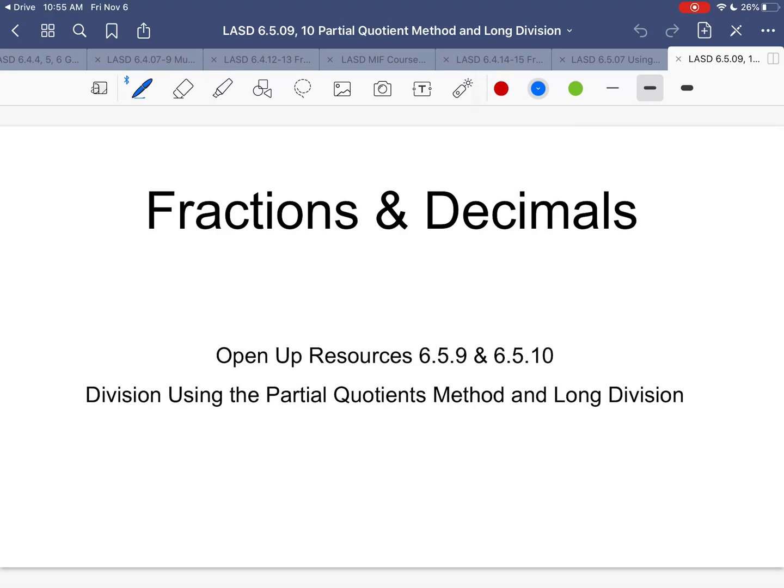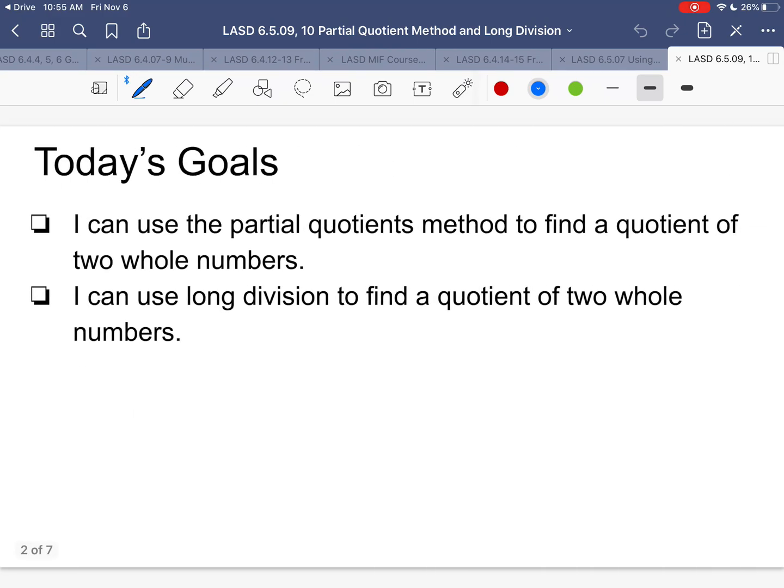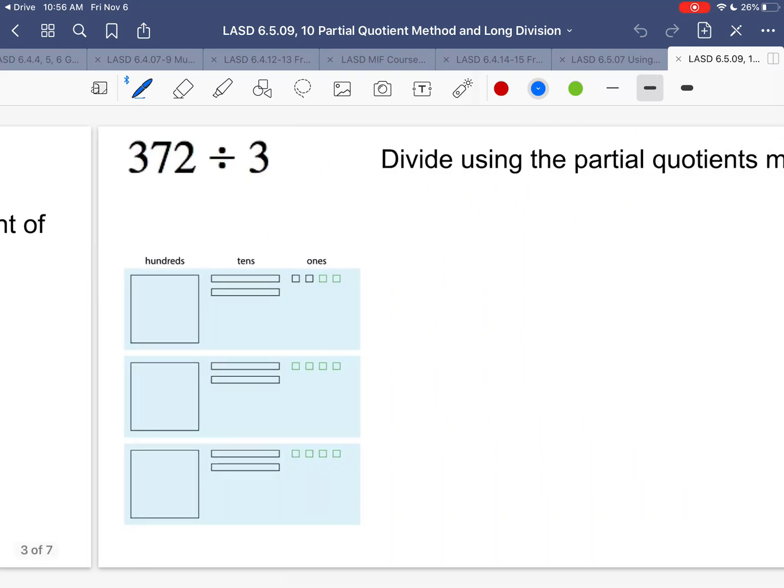Welcome back to the unit on fractions and decimals. Today's lesson is about division using the partial quotients method and long division. You will use the partial quotient method to find the quotient of two numbers, and you will also find the quotient using just regular long division.